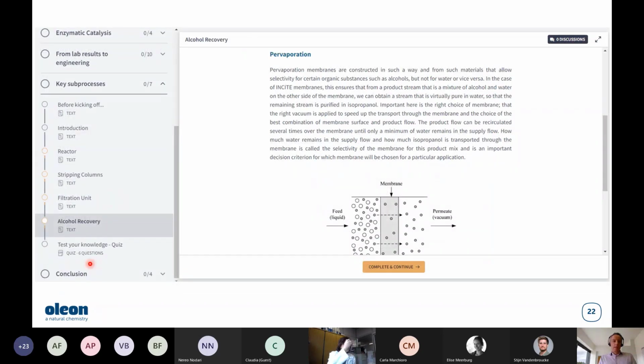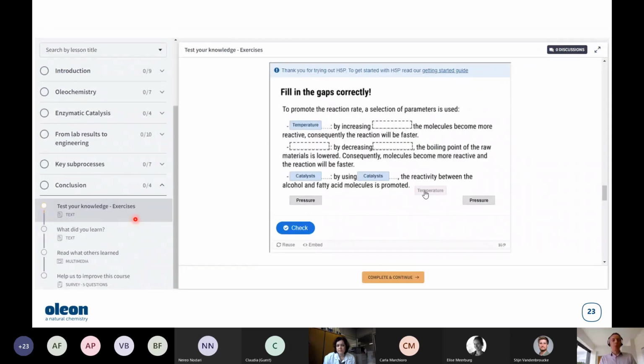And finally, the final chapter is going to be dedicated to providing you with the supporting information to recognize key elements of the enzymatic esterification plant setup, namely the reactor, the stripping columns, the filtration unit, the alcohol recovery units that are set up in the INCITE demo plant. So as I mentioned earlier, you will also have the opportunity to test your knowledge and see how you've followed up the course.